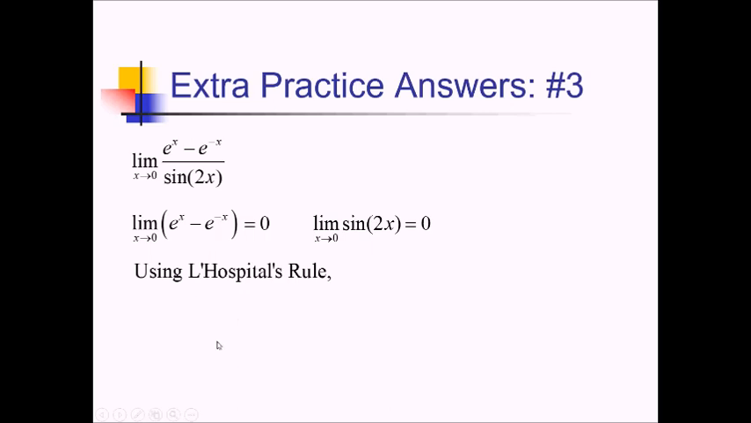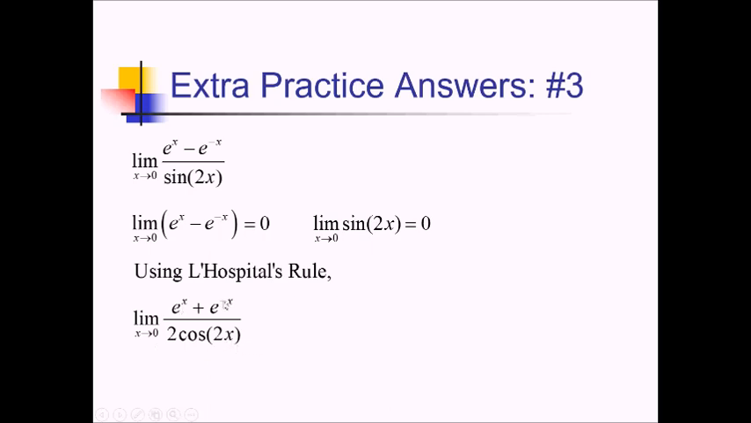So now taking the limit as x approaches 0 of the quotient of the derivatives, in the numerator, derivative of e to the x is going to be e to the x. Derivative of negative e to the negative x, well, that's going to be negative e to the negative x times a negative 1 for the chain rule. So that's actually plus e to the negative x. And down below, derivative of sine of 2x, that's going to be cosine of 2x times a tail of 2. So 2 cosine of 2x.